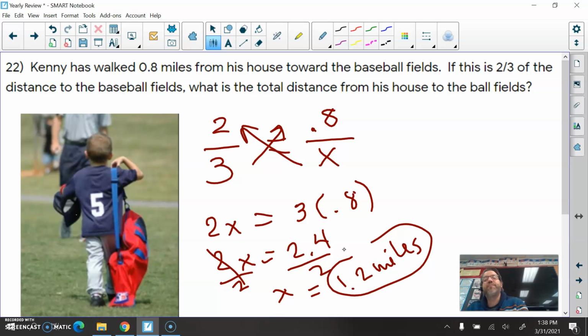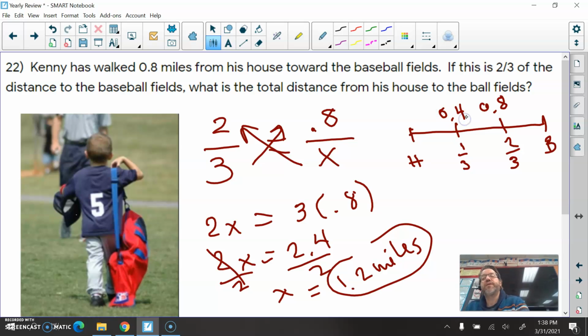So either way, but I kind of like that way of doing it like this, where you have 1/3 of the distance, 2/3 of the distance from his house to the ball fields, right? And this is 0.8. So this must be 0.4. And then you can kind of figure it out. All right, add another 0.4, and where would you be? And that would also be 1.2 miles. So look at it either one of those ways.